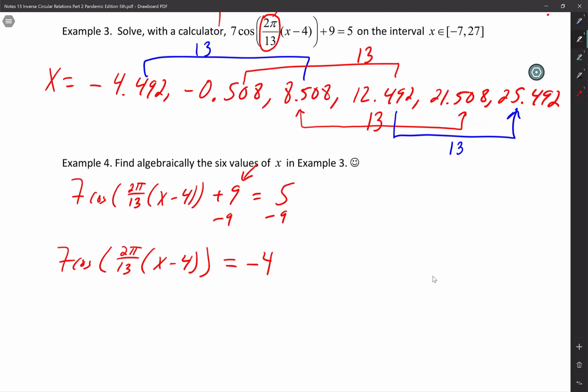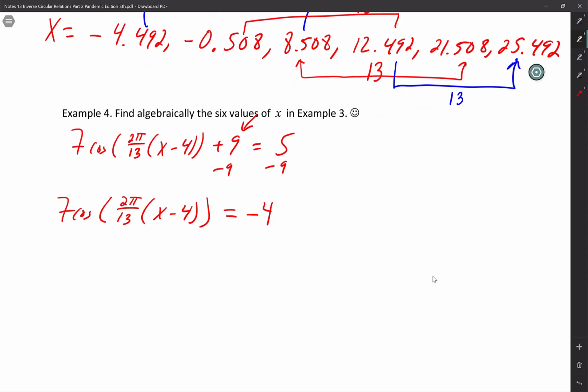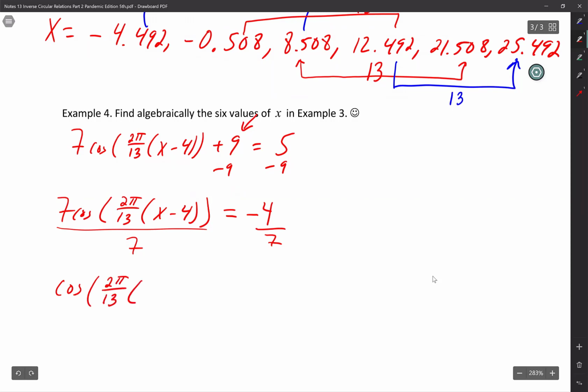All right, now, I need to get rid of that 7 in front of the cosine. So how do I get rid of that 7 in front of the cosine? Perfect. Divide, divide. If you want to say multiply by reciprocal, that's fine as well. Cosine 2 pi over 13, x minus 4, close, close, equals a negative 4/7. And don't worry, guys, I'm giving you time to catch up and write everything. Rubio, you there? All right.